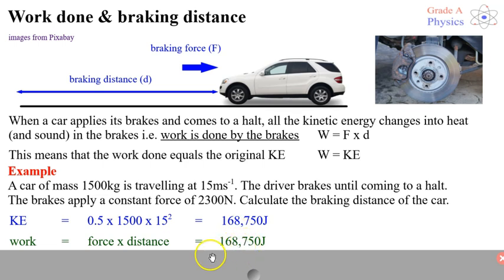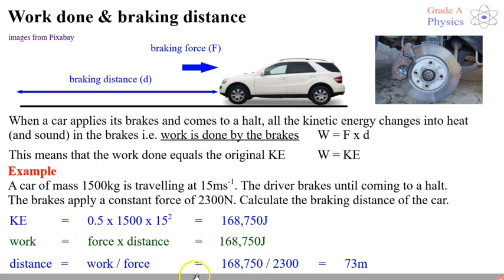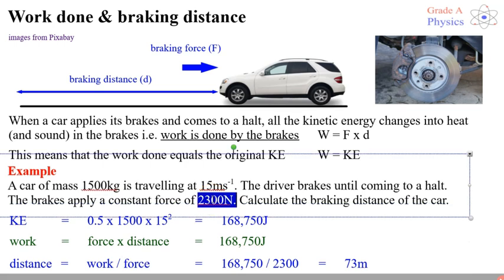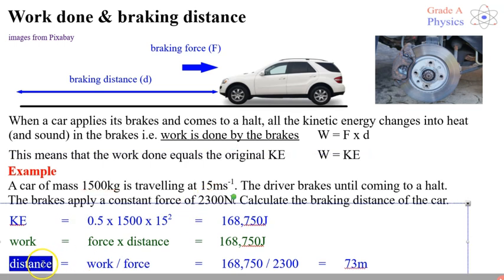But once we've made that realization, then the next part is quite easy, because we know that work done is force times distance. So we know the work, we've just calculated that, the same as the kinetic energy. We're given the force, we assume that's constant, 2,300. So I can just rearrange W equals F times D to make D the subject, D is equal to W over F, and that becomes a straightforward calculation.